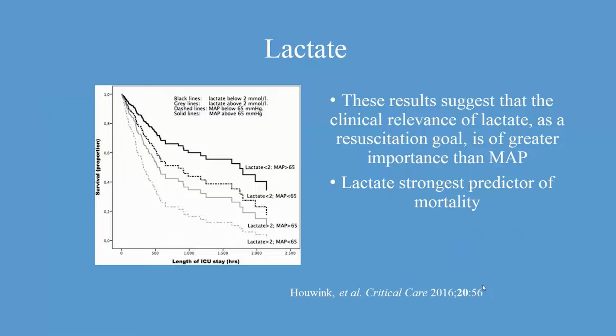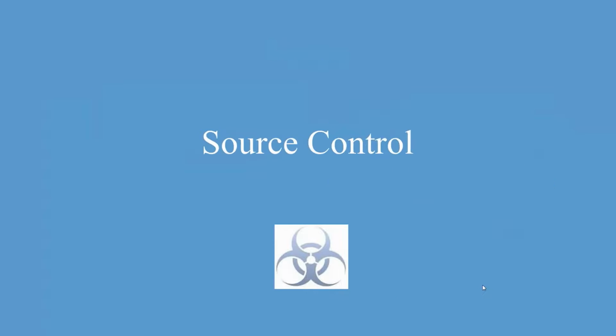And then here is yet some more data more recently showing that this is looking at lactate and mean arterial pressure, and it shows that lactate is the strongest predictor of mortality, again, better than the mean arterial pressure, using that lactate level to guide the resuscitation.